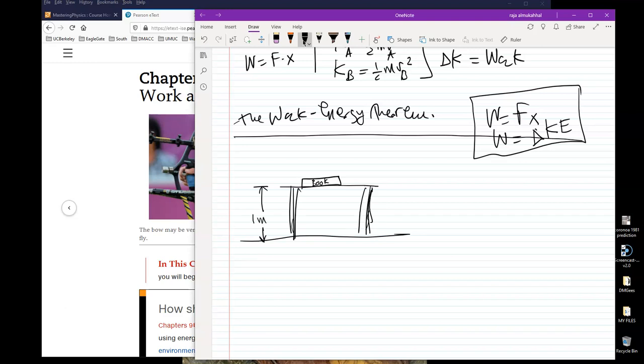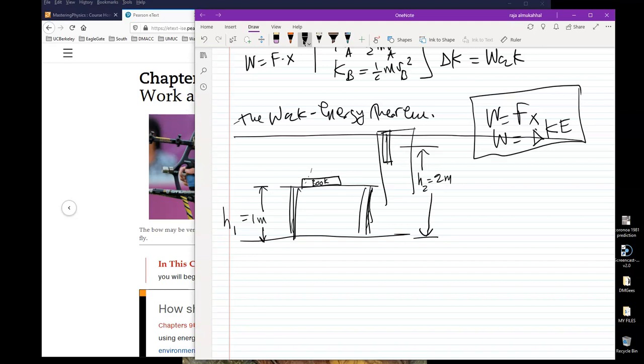Then I have a bookshelf here. What I do is grab the book, lift it up, and put it on the bookshelf. Here's the book now, sitting on the bookshelf. Now the bookshelf is higher than the table. Let's call the book's first height height 1. Now it is at height 2. Let's make it 2 meters, whatever.